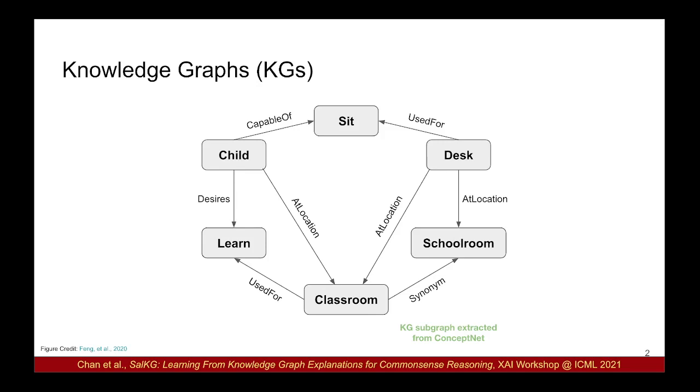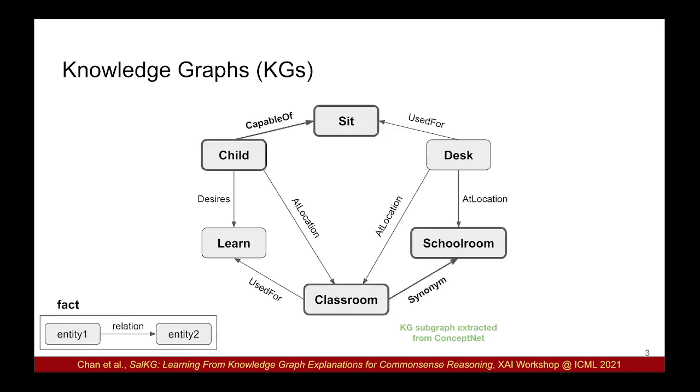In this example, we show a KG subgraph extracted from ConceptNet, which is a commonly used KG. KGs contain facts, which are triples of the form entity1 relation entity2. Note that edges are the same as facts. Also, a path is a connected sequence of facts in the KG. For instance, child capable of sit and classroom synonym schoolroom are facts, while child capable of sit used for desk is a two-hop path.